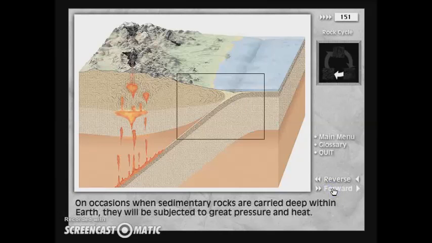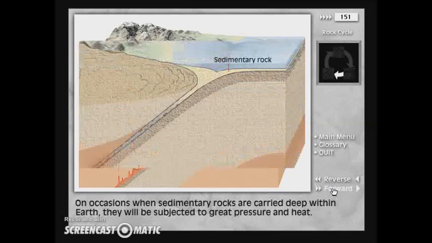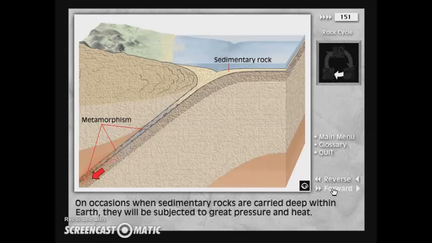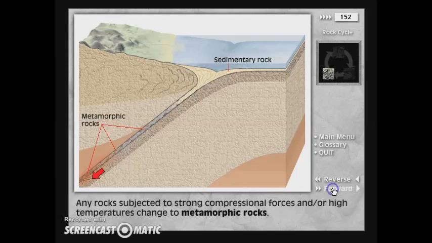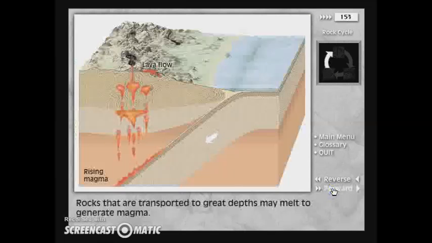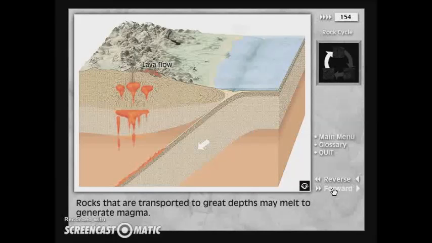On occasions, when sedimentary rocks are carried deep within Earth, they will be subjected to great pressure and heat. Any rock subjected to strong compressional forces and/or high temperatures changes to metamorphic rocks. When rocks in a high-temperature metamorphic environment are subjected to directional forces, they are easily folded. Rocks that are transported to great depths may melt to generate magma.